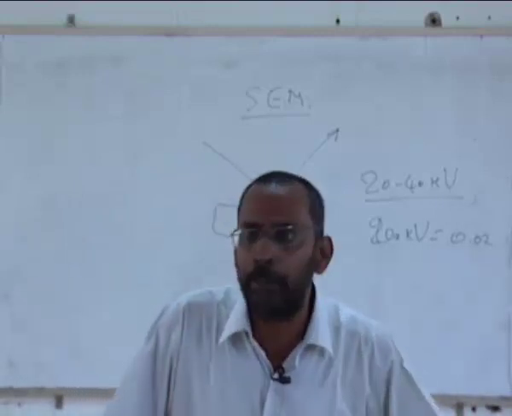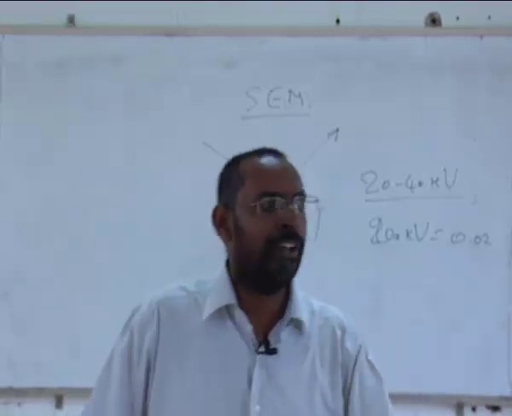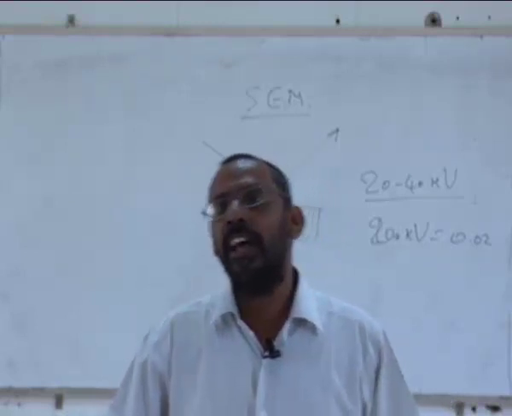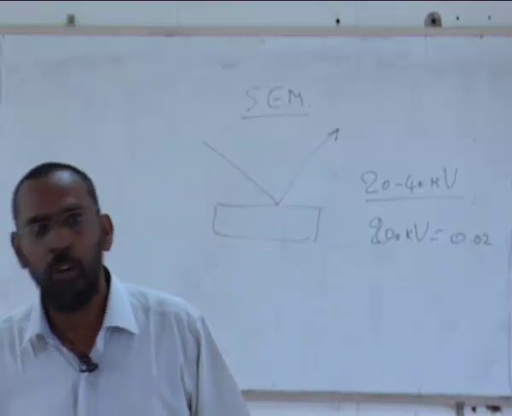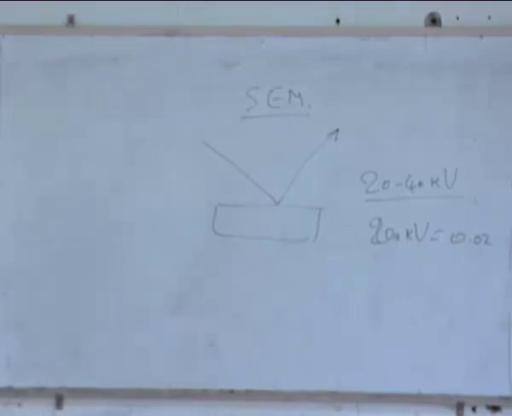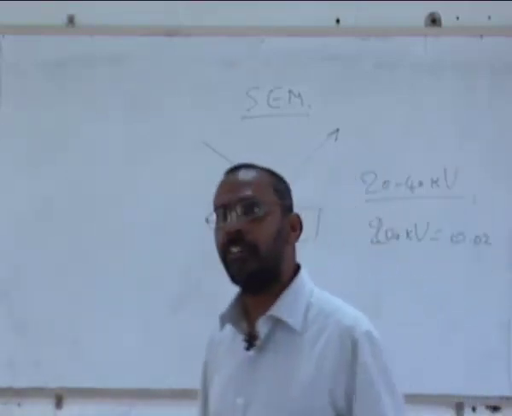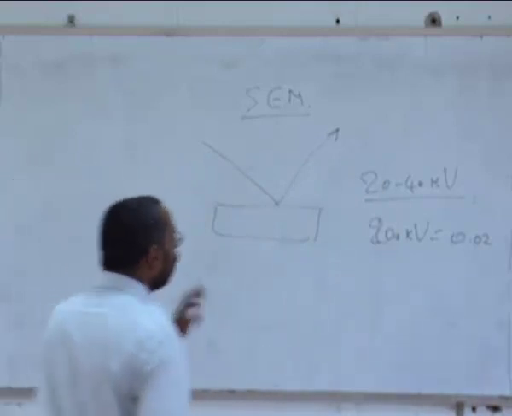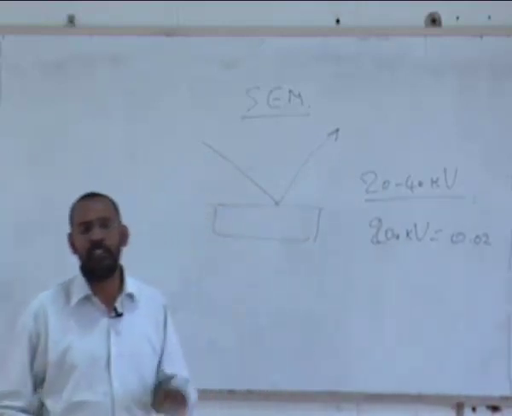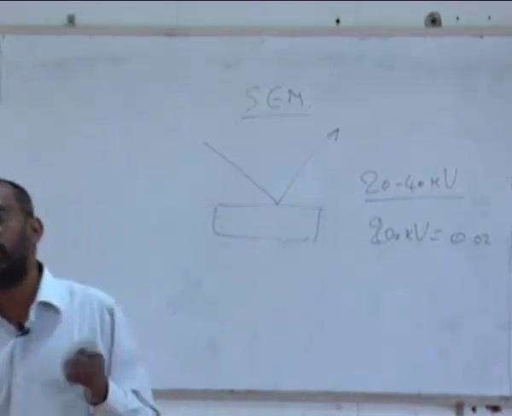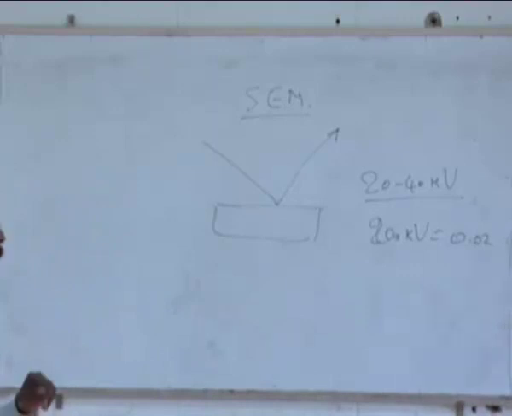Because you are getting a higher lambda, the resolution of an SEM is not as good as the resolution of a TEM. So you cannot use an SEM for seeing atoms, definitely. You will not be able to. Even if you correct the aberrations, it is difficult to see atomic images in a SEM, but you can get a lot of other information in an SEM, some of which you may not even be able to get in a TEM, which we will see as we go along.